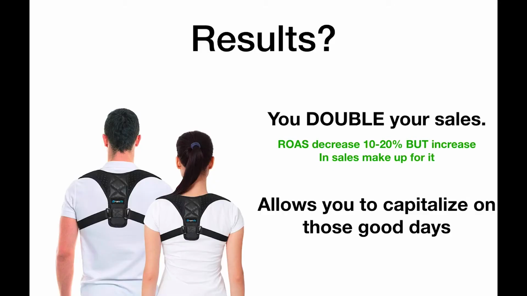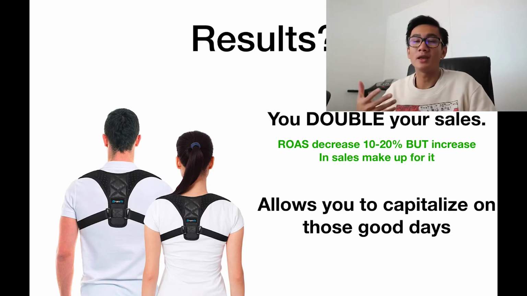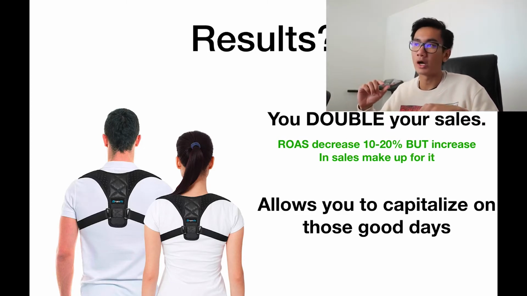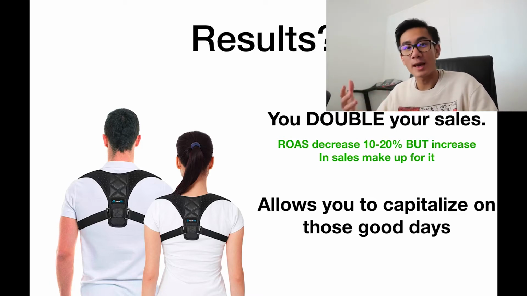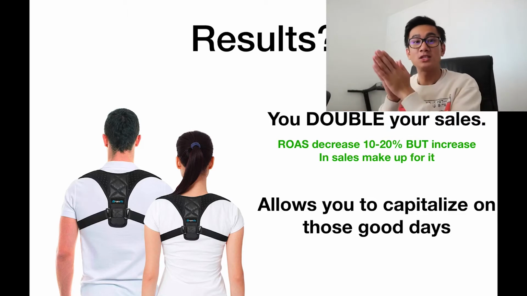So the results, what are you expecting? You're going to be expecting to double your sales, keeping the cost per purchase relatively the same. Your ROAS might decrease 10 to 20%, but the increase in sales is going to far make up for that small dip in ROAS. So this is really allowing you to capitalize on those really good days. Let's talk about what happens when it hits 12 at noon.